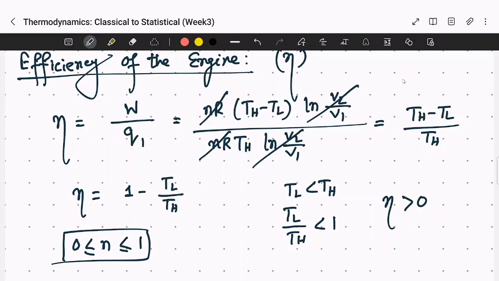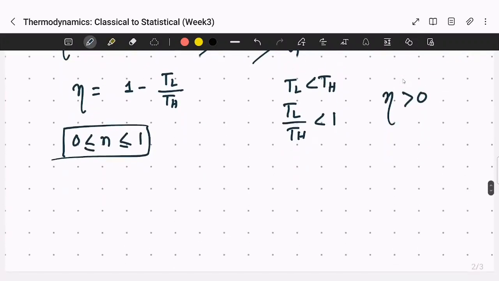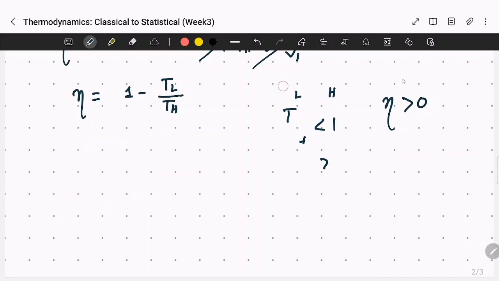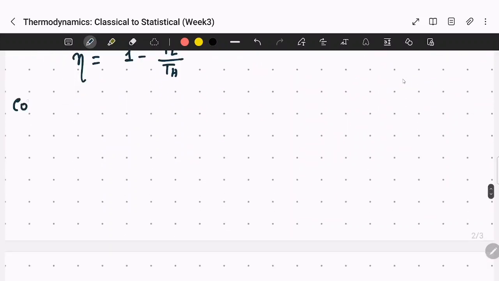Okay. Now, one factor we have to understand, then we will do some problems. One thing you can also think is that if T_H goes to infinity, then also eta goes to 1. It means when T_H is very, very much greater than T_L, then we can think that the efficiency will be 1. Another thing is there, that is the coefficient of performance.